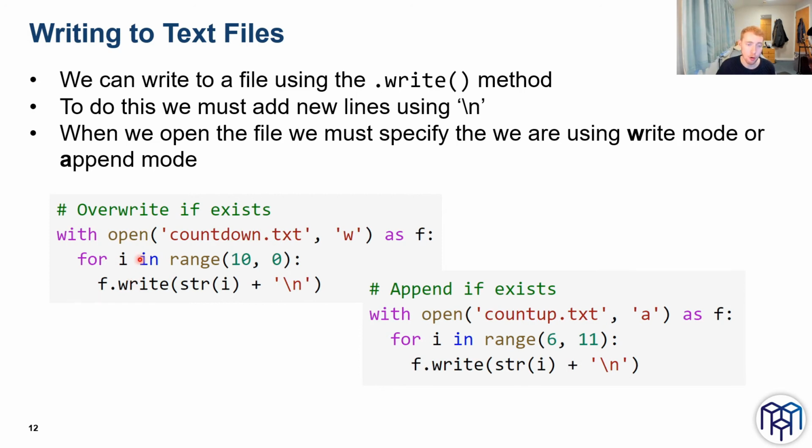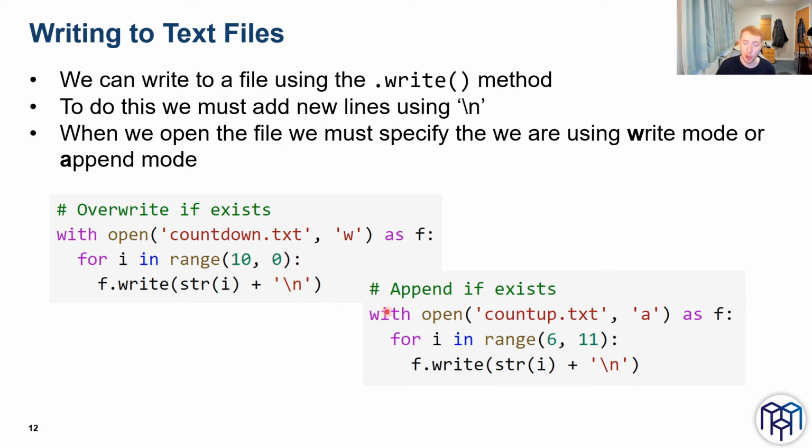So here we loop through from 10 to 0, so 10 to 1, because we don't include the final thing. Each time we convert i to a string, so we can concatenate, and stick a new line at the end. So what this is going to do is create a text file with 10 on the first line, then 9, 8, all the way down to 1, each on their own line. And if that file already existed, it's going to be completely wiped, and we're just going to end up with this 10 down to 1.